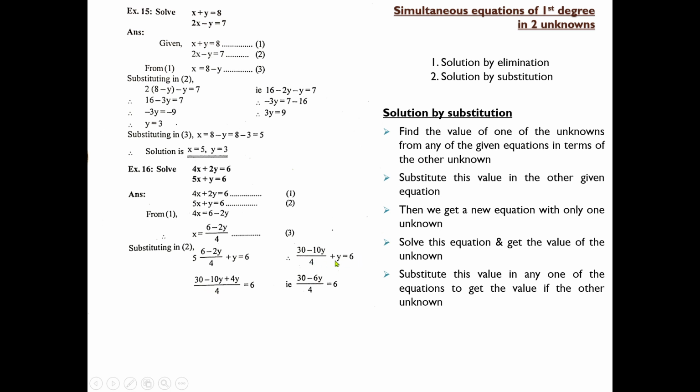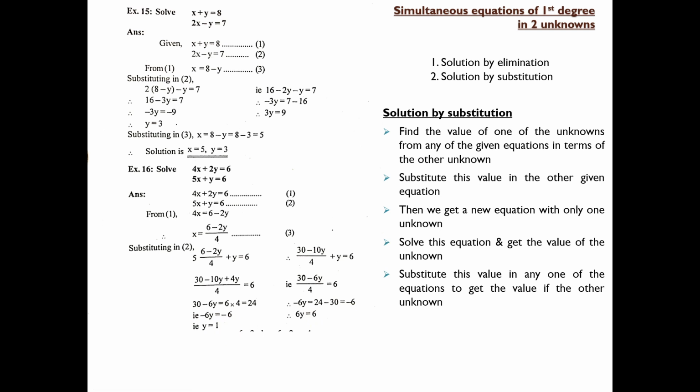So we can solve this by cross multiplying. It will be 30 minus 10y plus 4y whole divided by 4 equal to 6. It can be again simplified into 30 minus 6y by 4 equal to 6. And finally 30 minus 6y equal to 6 into 4, that will be 24. That is minus 6y equal to 24 minus 30, you will get minus 6, and minus 6y equal to minus 6, and 6y equal to 6, and finally y equal to 1.